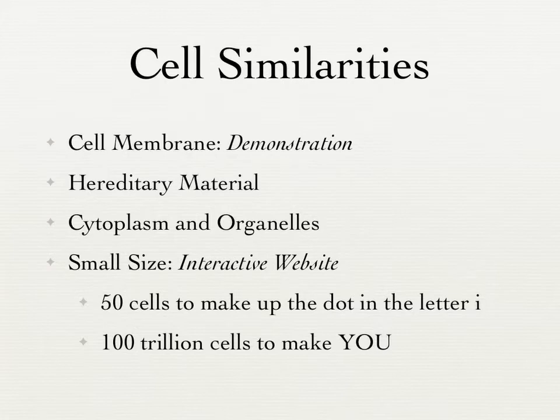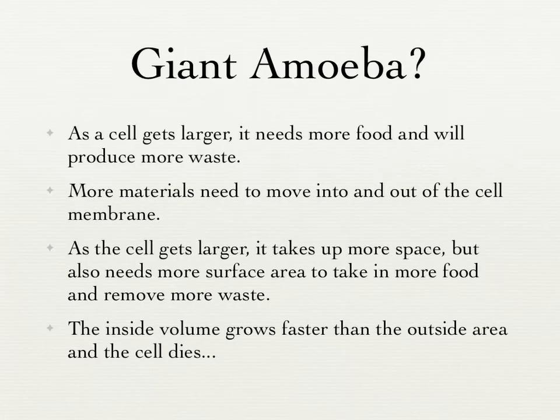Cytoplasm is really just that jelly-like substance that all the organelles, or the organs of the cell, float around in. And lastly, all cells have small size. It actually takes 50 cells to make up the dot in the letter I, and there are over 100 trillion cells that make up you.